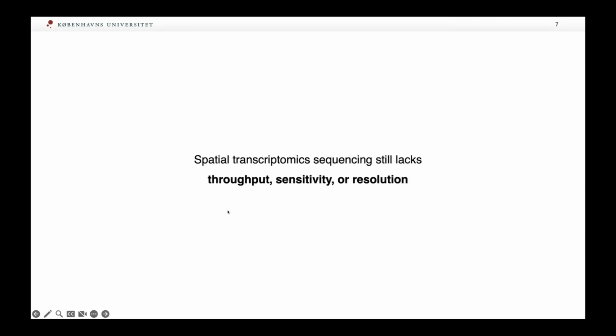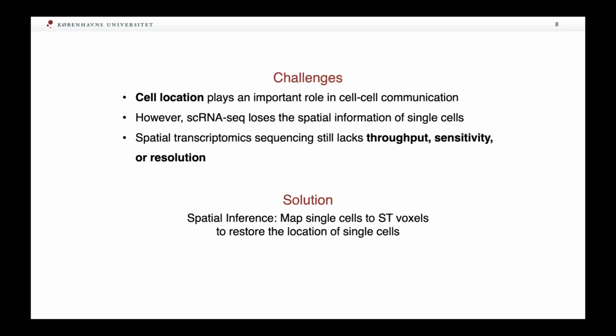So as we can see, current spatial transcriptomics still lacks throughput, sensitivity, or resolution. Just to summarize, we already know cell location is very important in cell communication, but single-cell sequencing loses this information during sequencing. And current ST sequencing still lacks throughput, sensitivity, or resolution. So we need a tool to bridge the gap between spatial transcriptomics and single-cell sequencing to overcome the disadvantages.